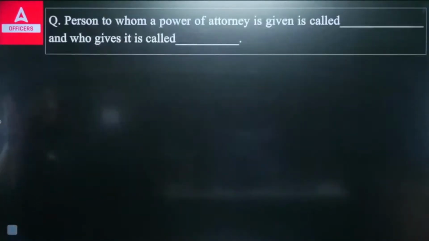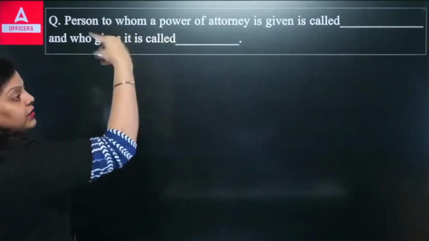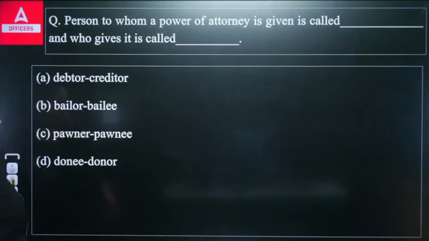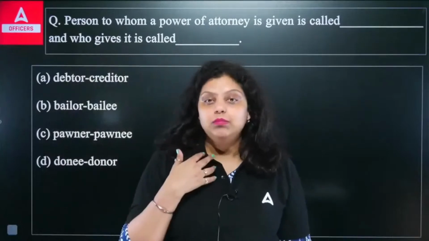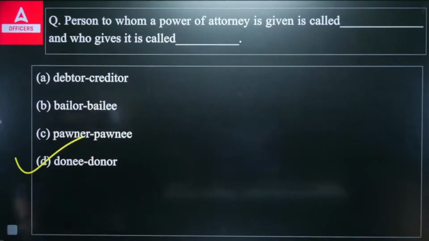Now next, the person to whom a power of attorney is given is called a dash, and who gives it is called a dash. I have just told you that one person is a donor and the other person is a donee. The donor can also be called your principal, and the donee can also be called an agent. Okay, so which of the following is correct? The person to whom a power of attorney is given is called what? So I am giving the power of attorney for my asset. So I am the donor, I am the principal. And the person who is getting it is the donee. So the right answer is donee, donor. That is the D option.